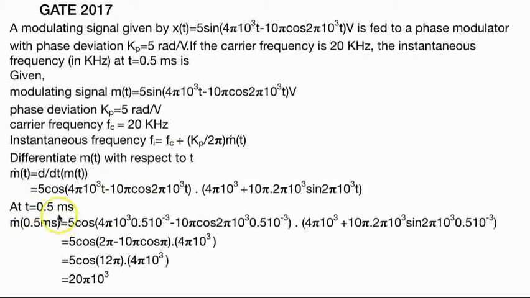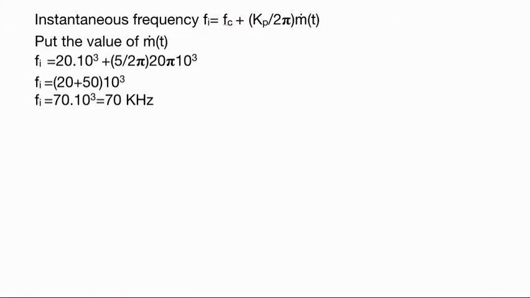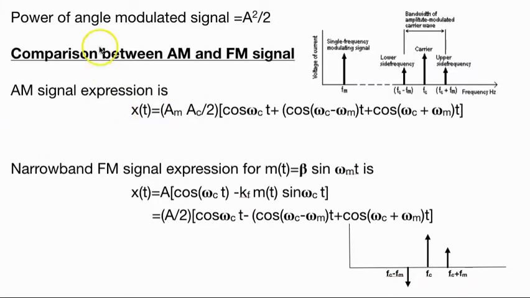Okay, at 0.5 millisecond we get this value, and on substituting different values into this equation we get our final 70 kilohertz value. Okay, a very simple, very easy approach to find the instantaneous frequency and phase of a signal. Okay, now let's go. If you say the power of the angle modulated signal is A square by 2, it almost remains this throughout, because you can see that the amplitude is not changing.